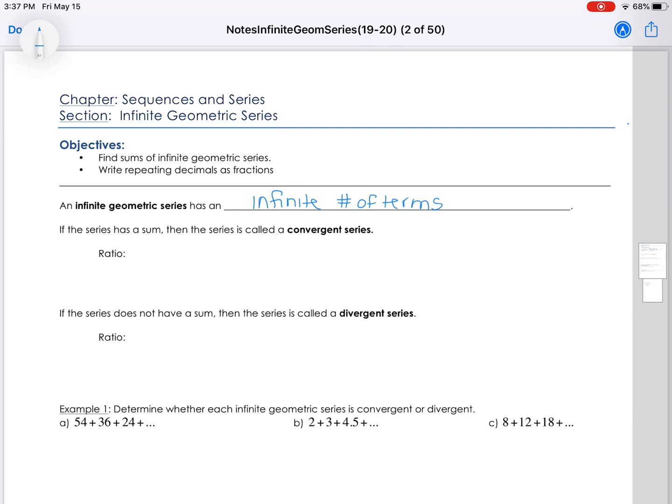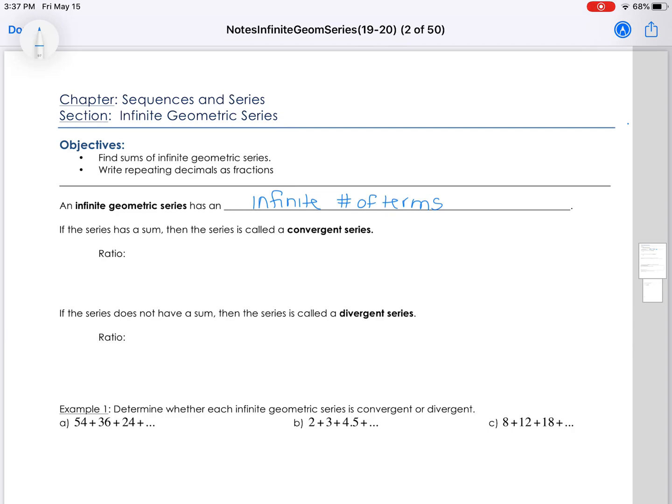So the first thing we want to identify is, is it a convergent series or is it a divergent series? Because if it's a convergent series, you're able to actually get the sum for the actual series itself. But if it's a divergent series, you're not allowed to. I can explain that to you momentarily.